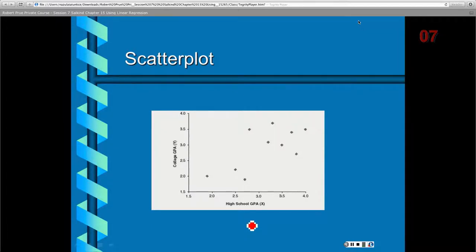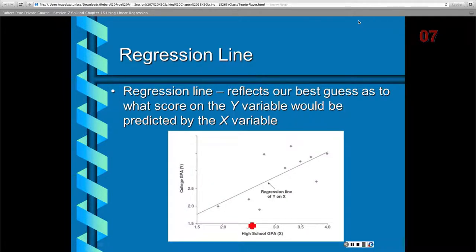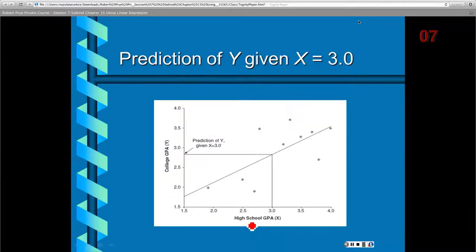What we will do in Excel is create a scatter plot of these two measures. There we go. And we'll put a regression line in there, and then we will talk about how to predict from that regression line.